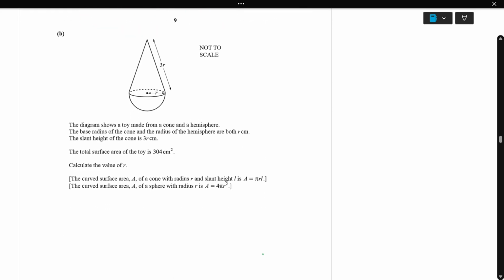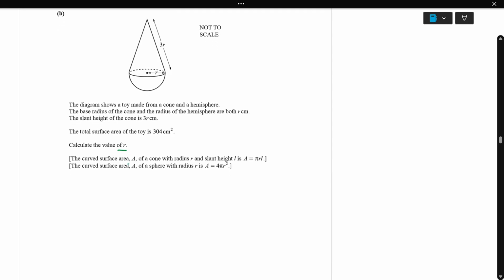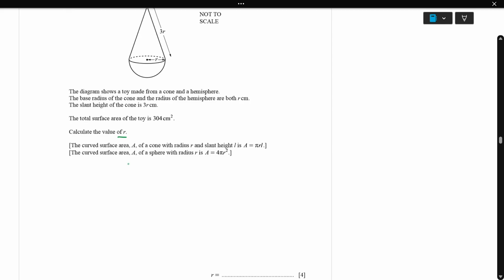The next question: the diagram shows a toy made from a cone and a hemisphere. The base radius of the cone and the radius of the hemisphere are both r. The slant height is given, which is 3r. The total surface area of the toy is given. Calculate r. We just need to add both curved surface areas, which is 304, as given.